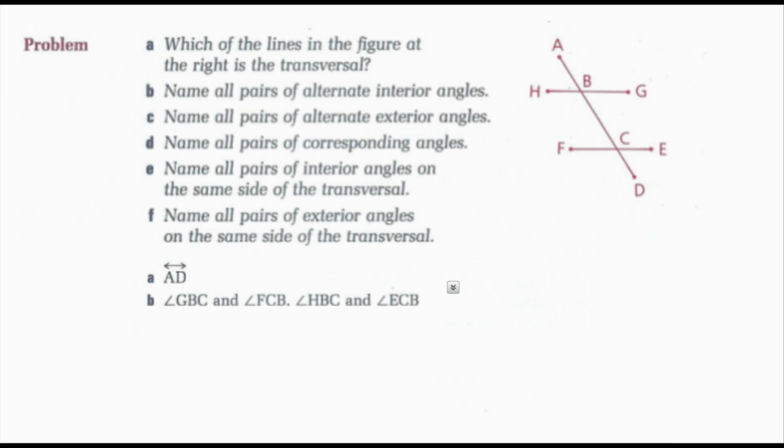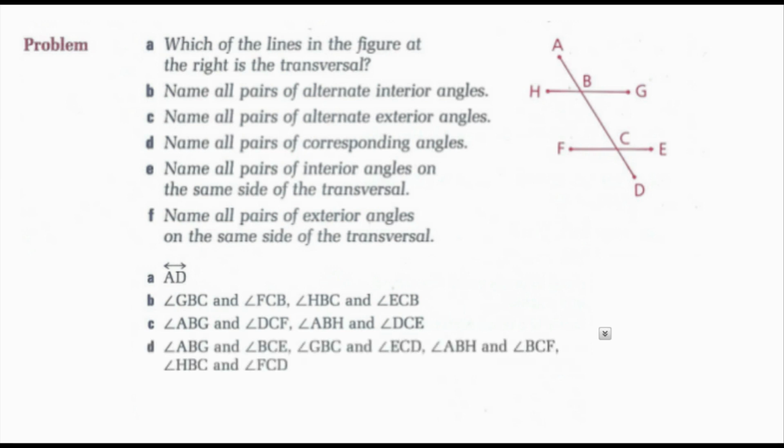Then name all pairs of alternate exterior angles. So these are the same type of angles as alternate interior angles. However, they're on the outside of my two lines. So those pairs would be angle ABG and angle DCF, and then angle ABH and angle DCE. Name all pairs of corresponding angles. Remember, these are types of angles that are in matching corners. There's 4 pairs of these angles. So angle ABG and angle BCE, angle GBC and angle ECD, angle ABH and angle BCF, and then angle HBC and angle FCD are my corresponding angles.